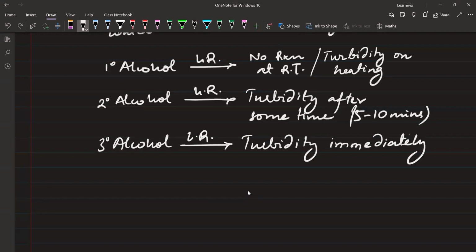ठीक, so you have got a sample. They said that it is alcohol. You have to find out whether it is 1 degree, 2 degree, or 3 degree. तो आप क्या कीजिएगा वहां पे, you will add Lucas reagent. If you get turbidity immediately, it is 3 degree. Then if it does not give, you will wait for 5, 10, 20, 30 minutes. If it gives turbidity, it is 2 degree alcohol. If it still does not give turbidity, then you will heat it, and then it will give you turbidity, and that is 1 degree alcohol.